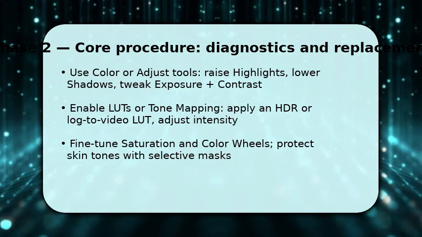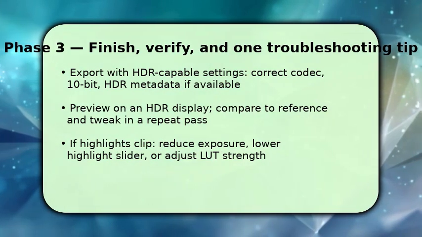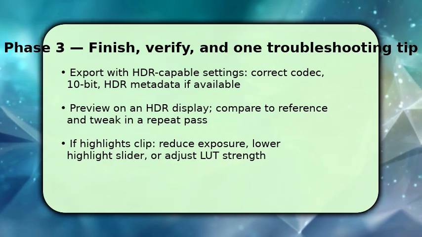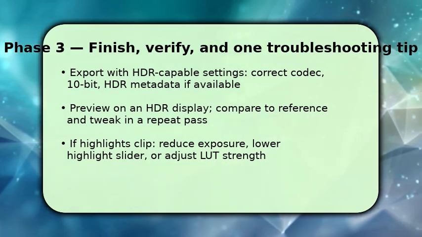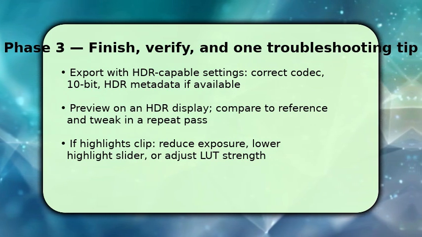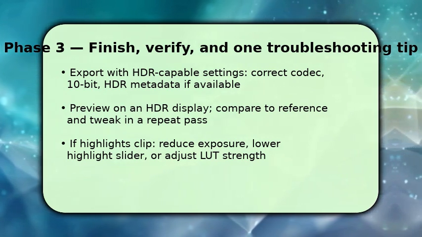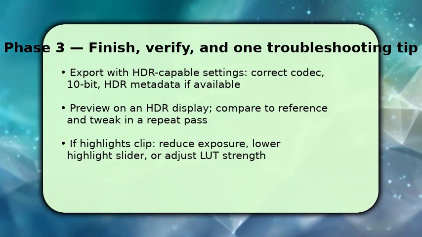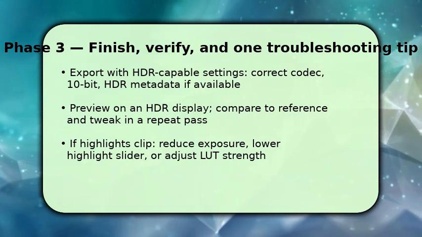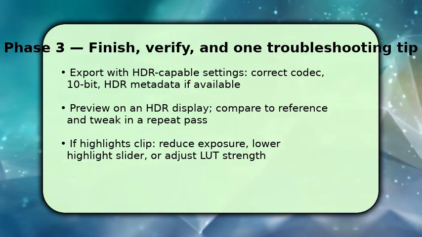Finish by exporting using HDR-capable settings. Choose a 10-bit codec and enable HDR metadata if CapCut offers it, then export a short test clip. You must preview on an HDR display or monitor to verify highlight and shadow detail. Make small iterative tweaks if something looks off.